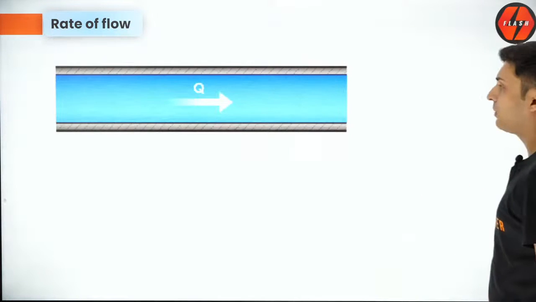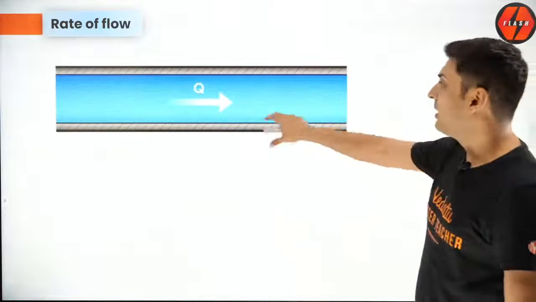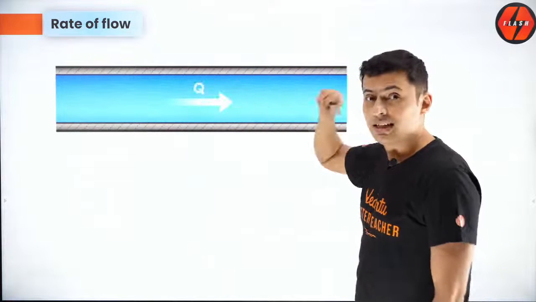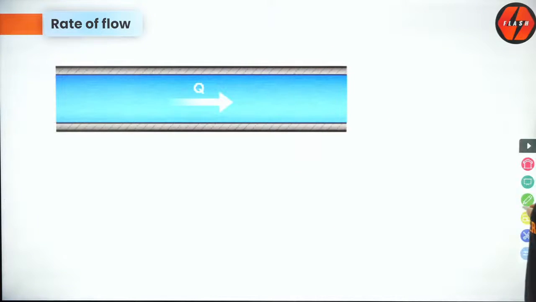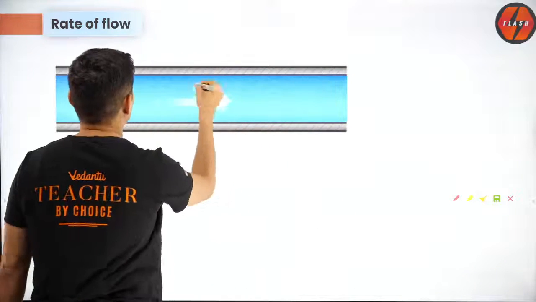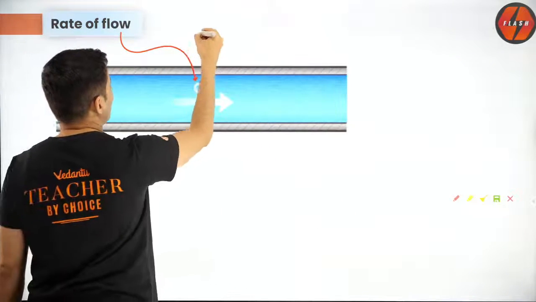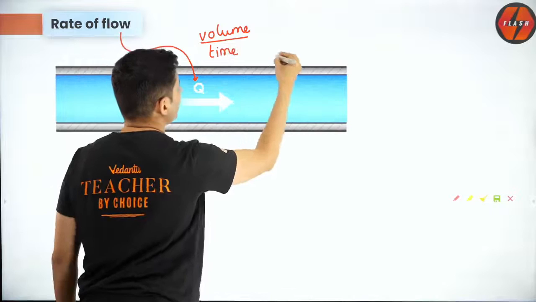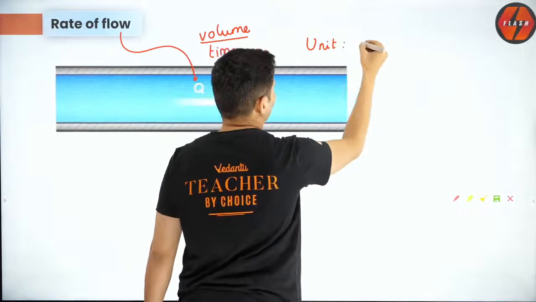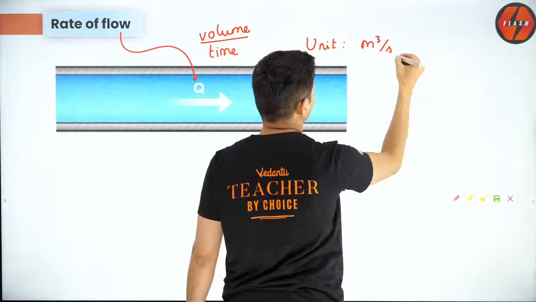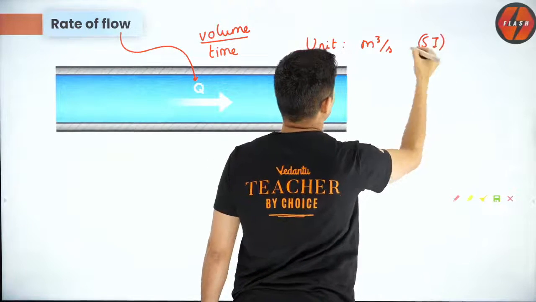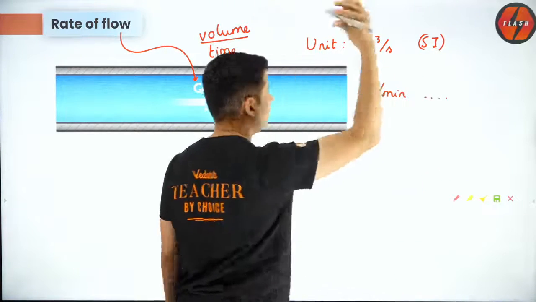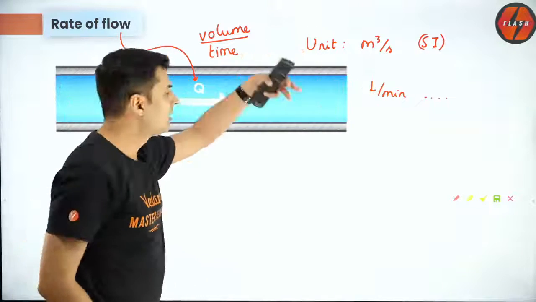Now, the next important formula is for a moving fluid, guys, in a pipe or through a cross section. What is the rate at which liquid flows? That rate of flow is given by this particular formula. Q is nothing but the flow rate, that is how much volume flows per unit time. The unit for this in SI is meter cube per second. But you can also write it as liters per minute and so on.